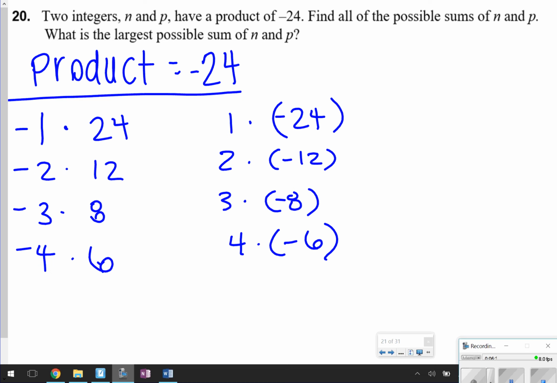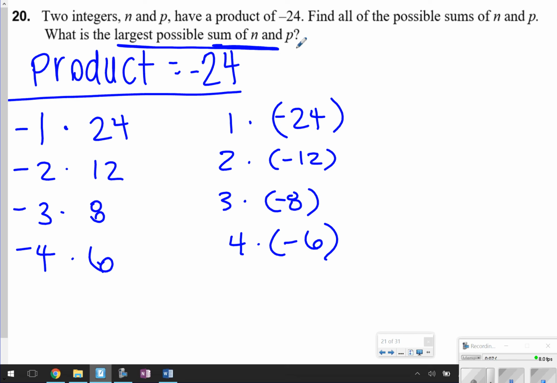So here I've listed all the products of making a negative 24. I've got negative 1 times 24, negative 2 times 12, negative 3 times 8, negative 4 times 6. And over here on the right-hand side I also have 1 times negative 24, 2 times negative 12, 3 times negative 8, and 4 times negative 6. I want to know what the largest possible sum of n and p could be. So n and p could be any one of these sets of numbers.